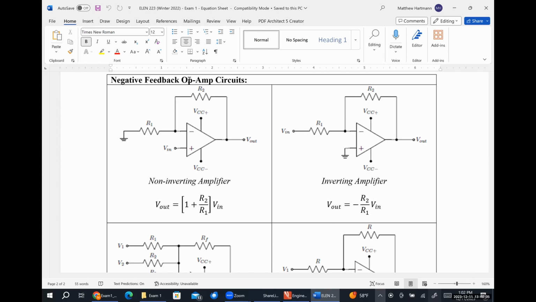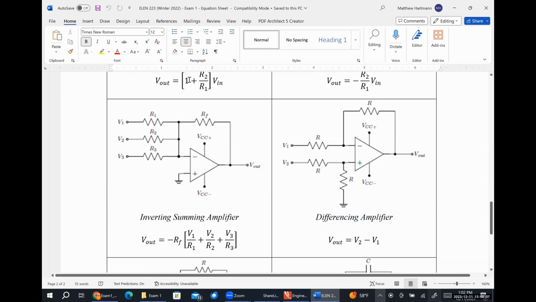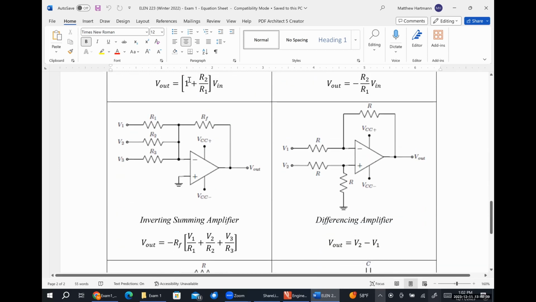Input-output relationship for the inverting amplifier. Here we have our inverting summing amplifier, or I guess I didn't put weighted, but it's a weighted inverting summer because R1, R2, and R3 are not defined to be the same thing. We'll go over that in just a second. The differencing amplifier that we're going to talk about in a moment, and then down there will be the differentiator and the integrator. So to recap, I'm not expecting you to memorize them because I'm providing them to you, but I do expect you to be able to identify them.